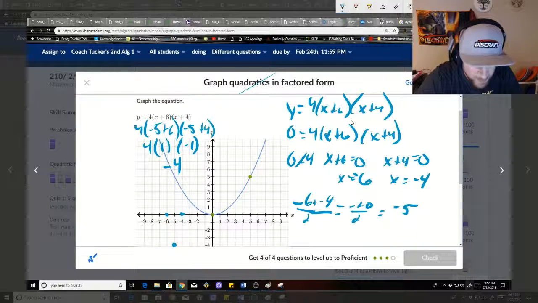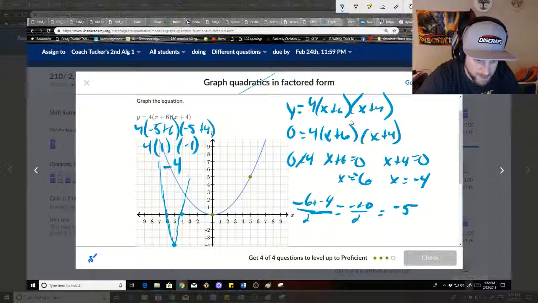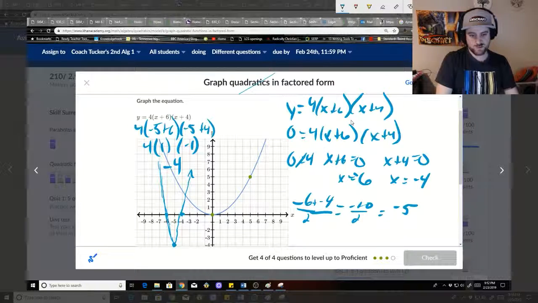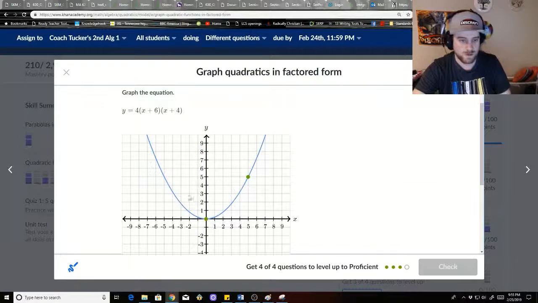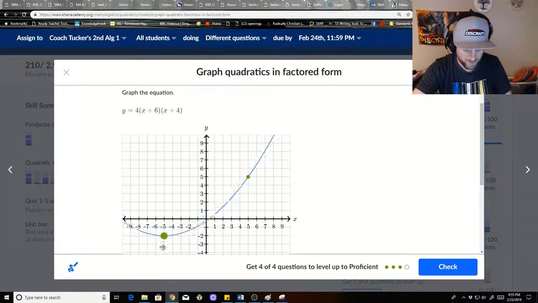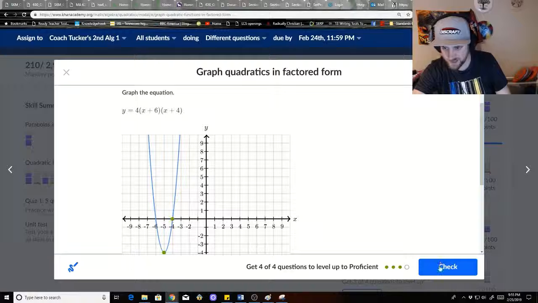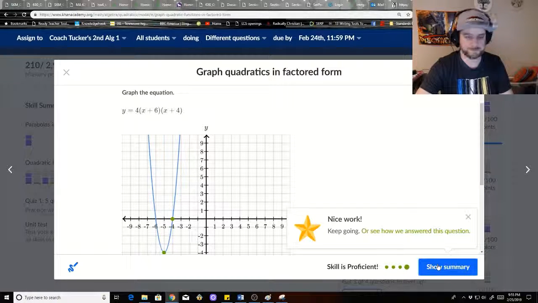So there's my points, and my parabola will look something like this right here. It's going to be a super steep parabola. It's going to go up quick. So just remember that's what it looks like. It's going to obviously look 5 billion times better when we use the software. So we had at negative 5, negative 4. One of the x-intercepts is negative 4. And again, negative 6. We check it, and we're good.